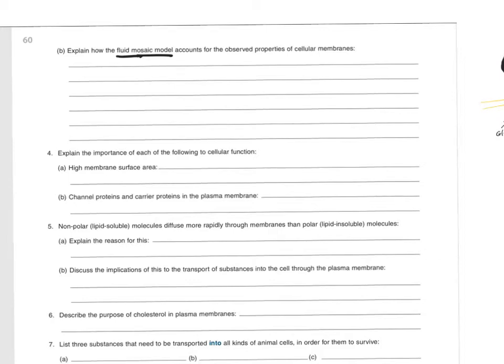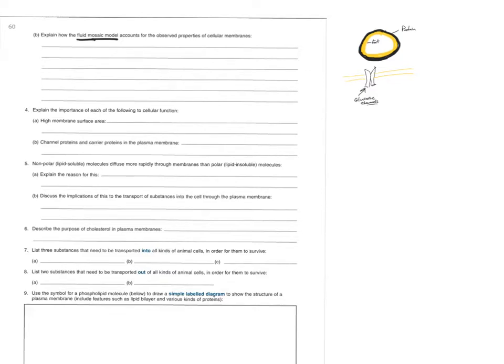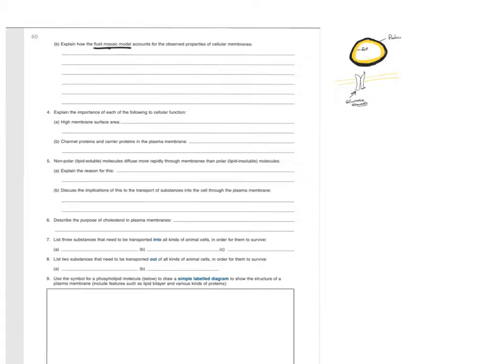Explain the importance of each of the cellular functions. High membrane surface area. How does surface area impact anything? What is that going to do? What are the things that impact osmosis? How fast does osmosis occur, or diffusion for that matter? How do we get stuff in and out of the cell?